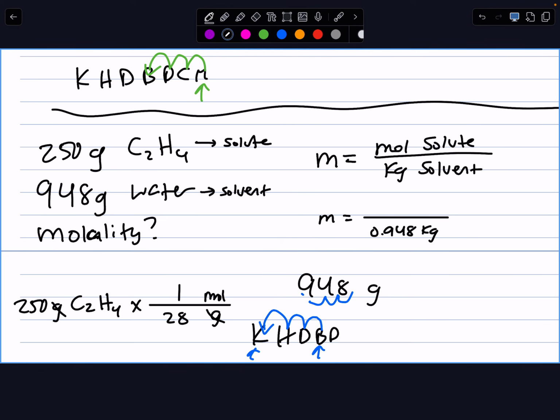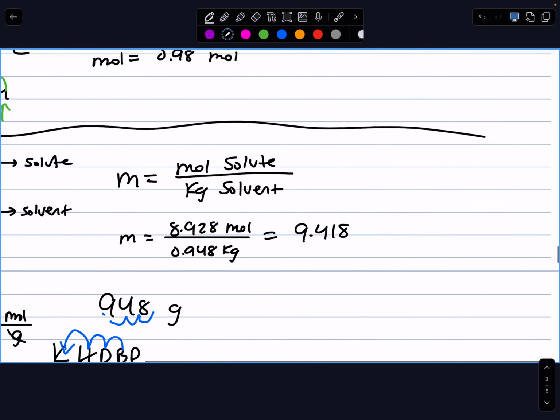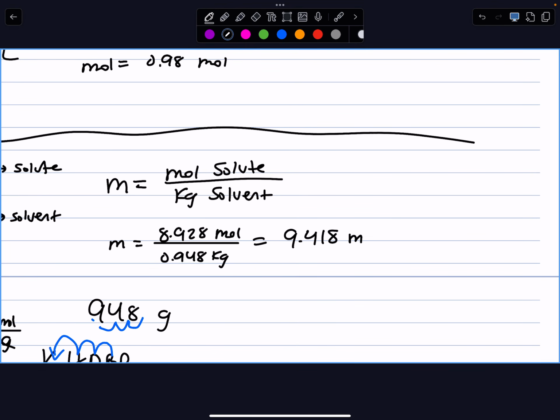Exactly. 8.928. I don't want to round yet. 8.928 what? So what is that divided by my kilograms? How many sig figs? 3. According to this calculation, it's 3. So I have 9.42. What is my final answer? Beautiful. Lowercase m is my answer.